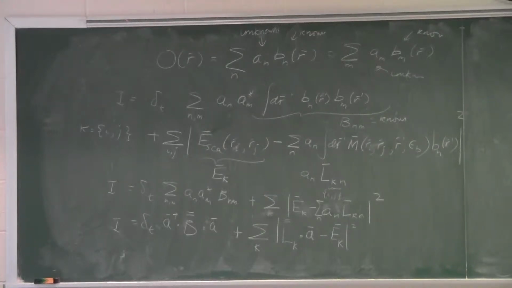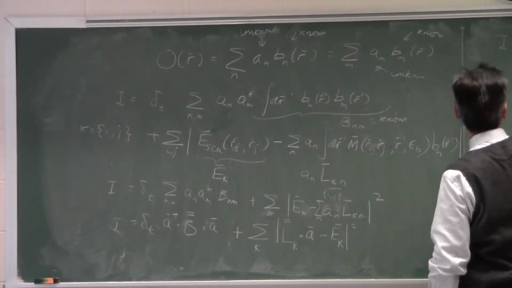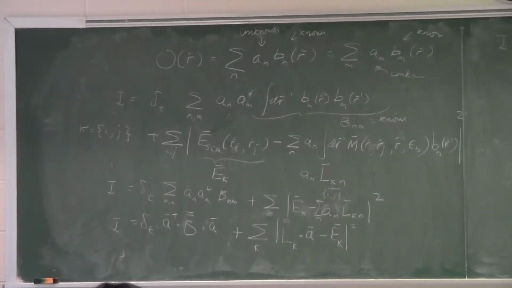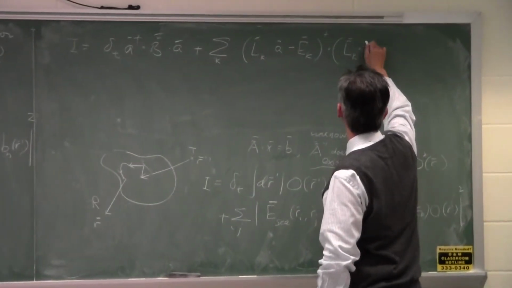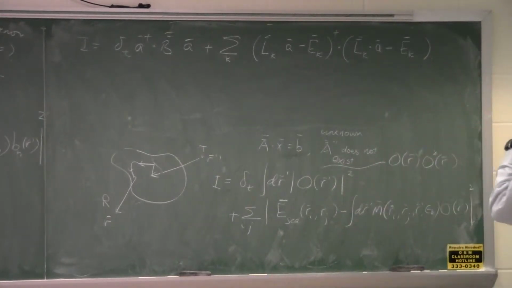More easily solvable. And maybe I can write this as I equals delta t A conjugate transpose B dot A, plus the sum over k of (Lk dot A minus E sub k) conjugate transpose dot with (Lk dot A minus E sub k). Okay, you can write that equation as such.